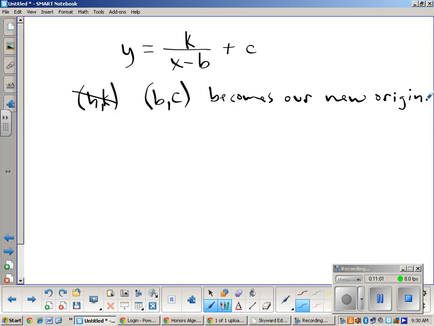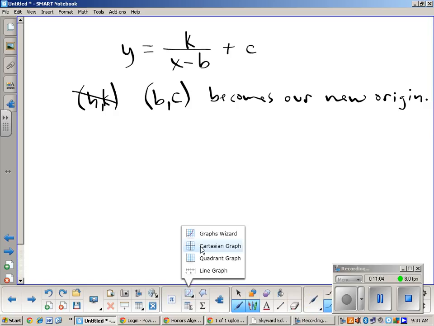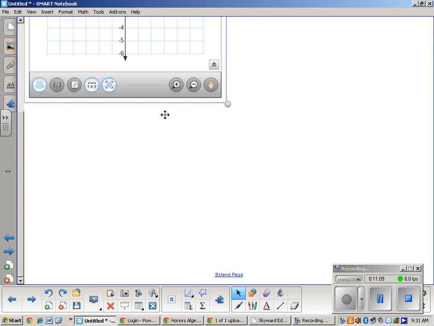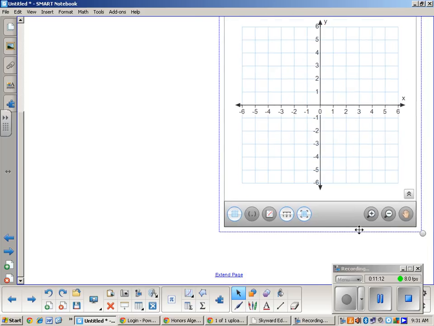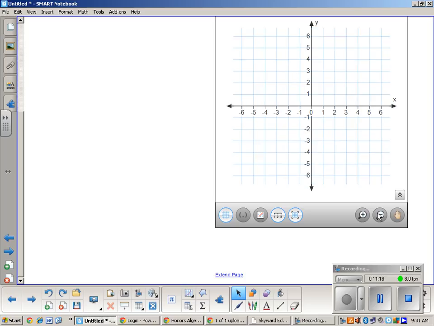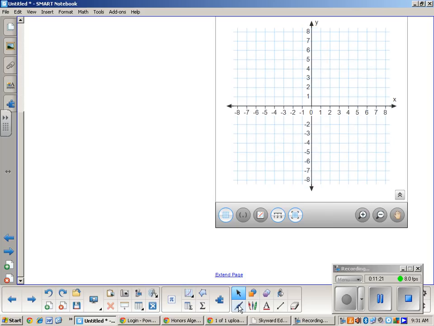Let's get a new graph up here and make a little more room. Let's write this. Let's choose this equation. We've already done 10, so let's stick with 10. y equals 10 over x minus 3, plus 4.